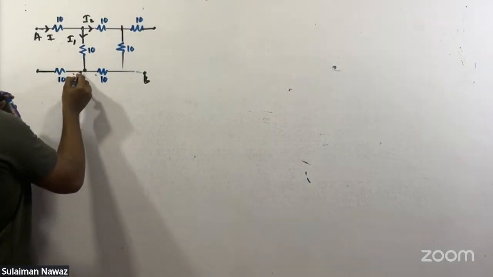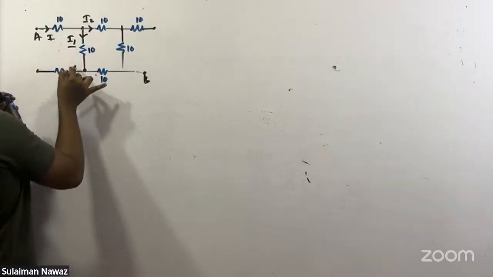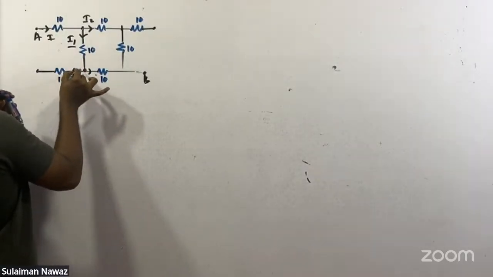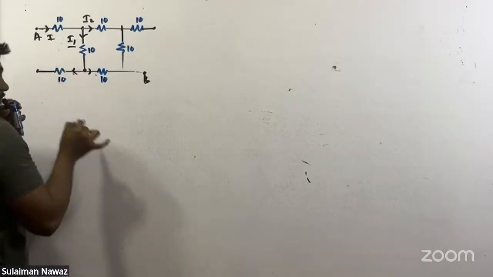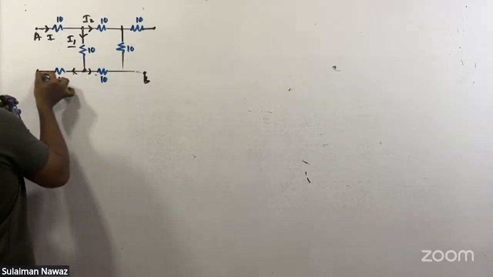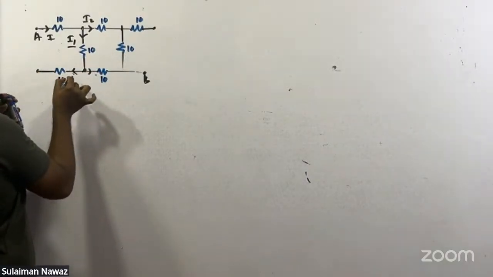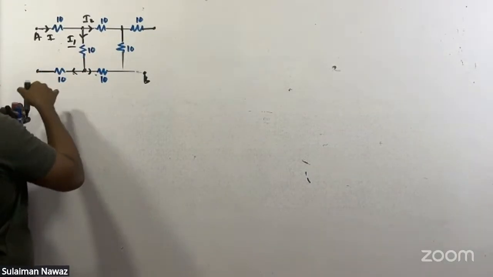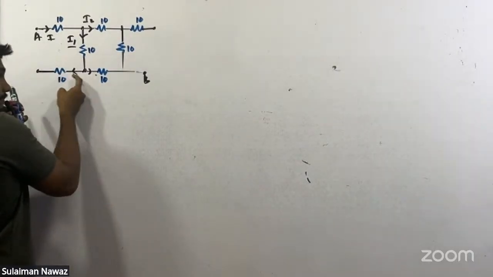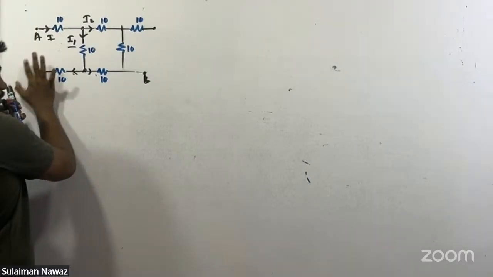But do you think, in ratio and proportion, this I1 current will split into two currents, with a current passing through this path and this path? No, sir, there won't be any current passing through this path. Because why? This path is not closed.